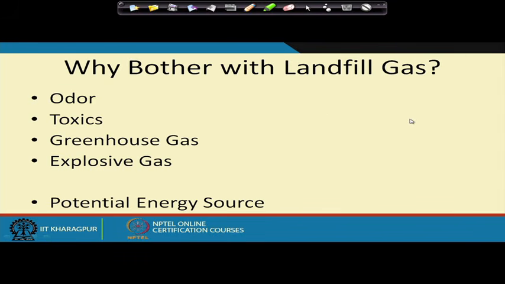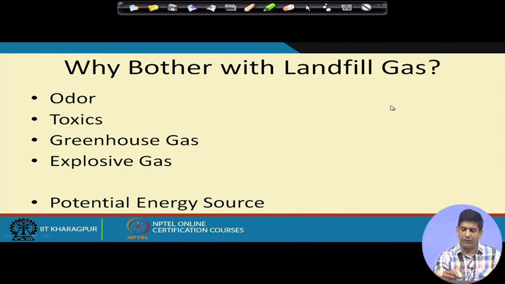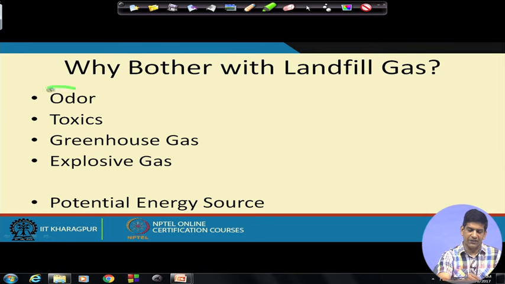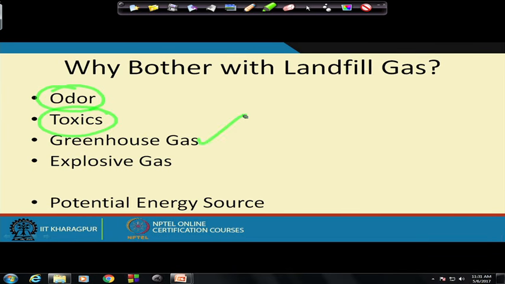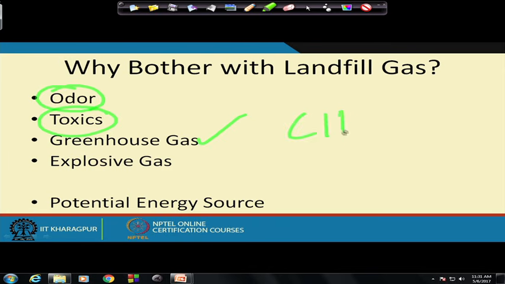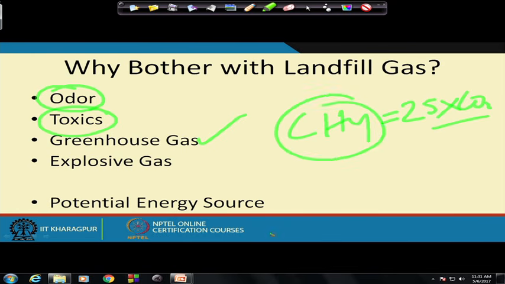But why bother about landfill gas? The reason we have to bother is because there is a smell issue. Things are toxic. We talked about H2S gas, it's a toxic gas. It's a greenhouse gas. We talk a lot about climate change, global warming and all that. Methane is actually 25 times more potent than CO2. So that's why we have to either use methane as an energy source, or we flare this methane.